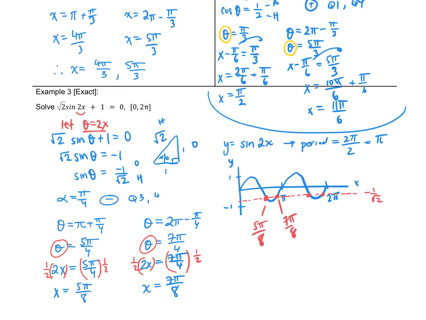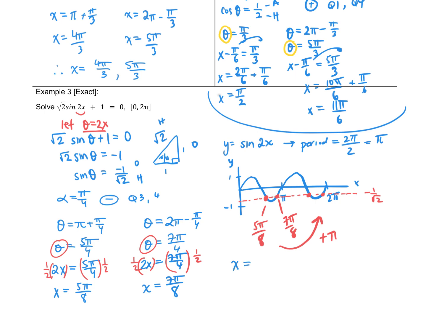If I want the other two, because I have to present all possible values of x within this domain, well, those 2 points are the same ones that we have, but one period later. And the period is pi. So to get my other two x values, I need to add pi.